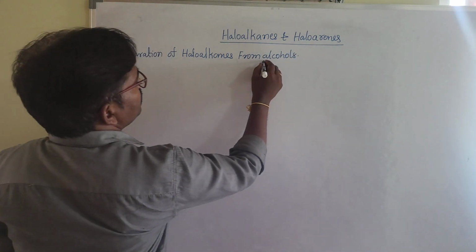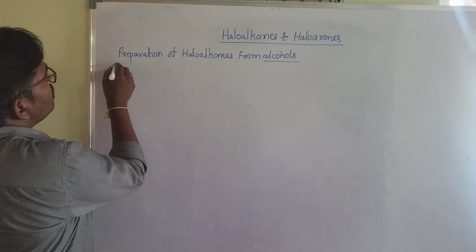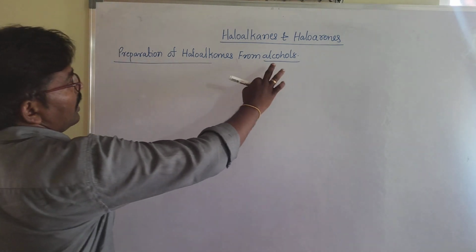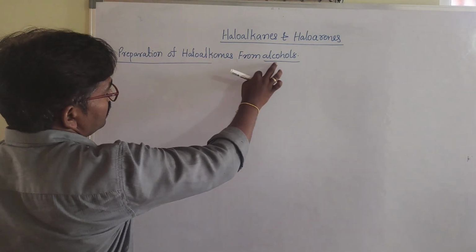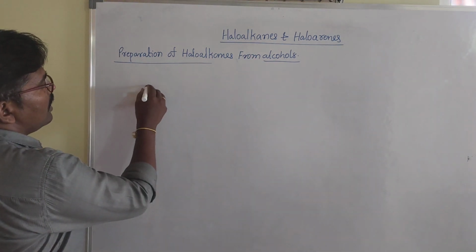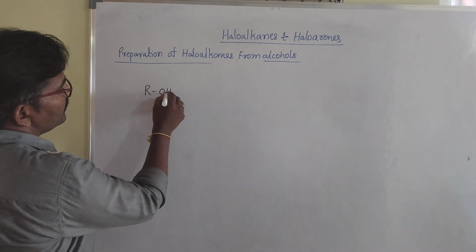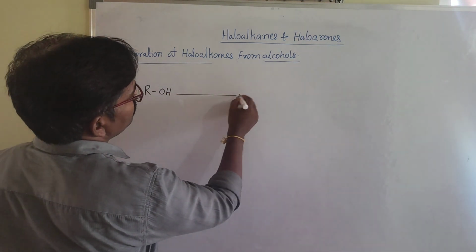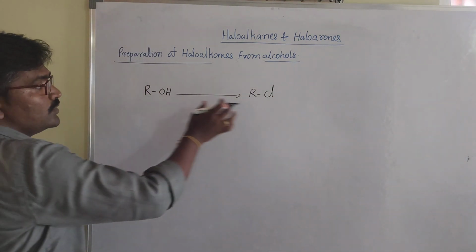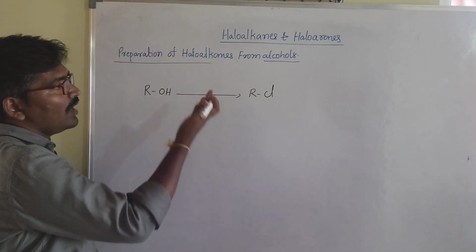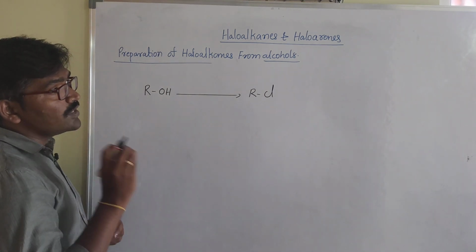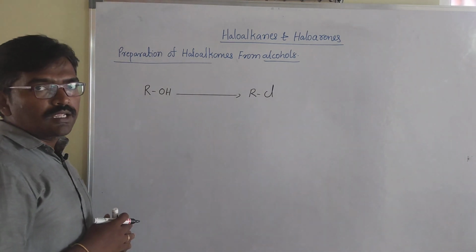So in that, first we are going to discuss, as I told, haloalkanes we are preparing from the alcohols. Alcohols, R-OH, will be converted into R-Cl. Alcohols can be converted into alkyl halides or haloalkanes. What type of reagents are we using for the conversion of alcohol into haloalkanes?